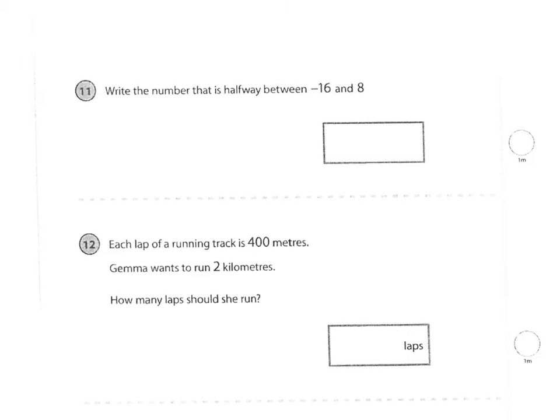Question 11. Write the number that is halfway between minus 16 and 8. Now this is also known as the midpoint, and the way to work out the midpoint of two numbers is you would first of all add the two numbers together, and minus 16 add 8 would give us minus 8, and then we would half that number, and when we half that number it gives us minus 4, and that is the number that is halfway between minus 16 and 8.